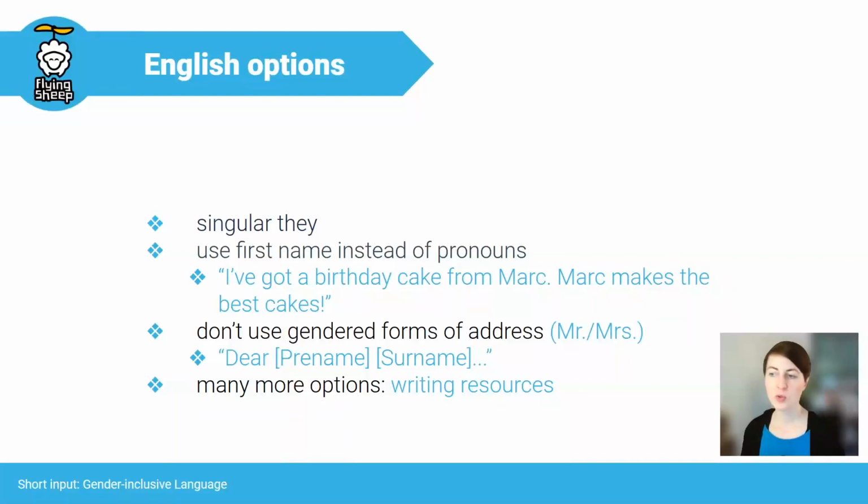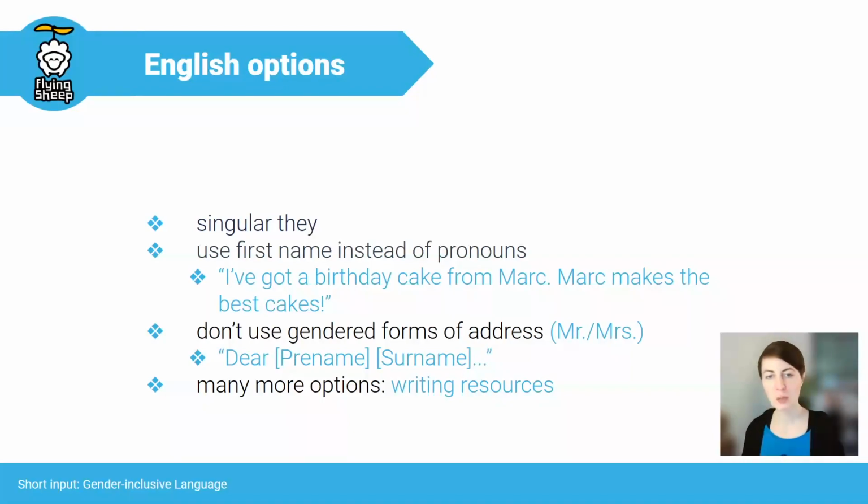In that case, you could just use and repeat the first name of that person. So here's an example. In the case of Mark, Mark doesn't want to use any pronouns, so you could say, I've got a birthday cake from Mark. Mark makes the best cakes. It can be a bit awkward to repeat a person's first name over and over again, but it's also just something you can get used to, and if the other person prefers that, it's fine.